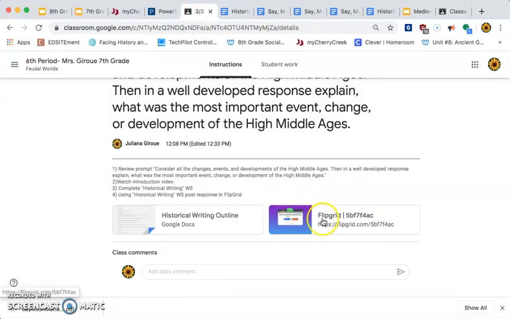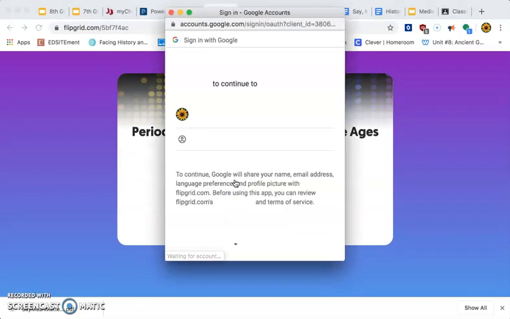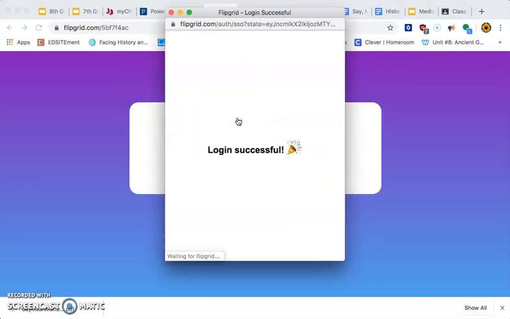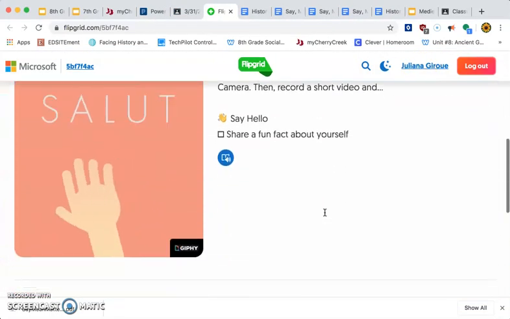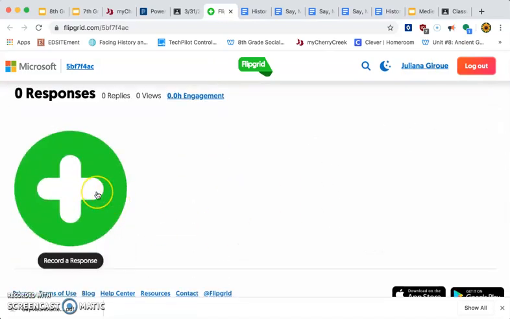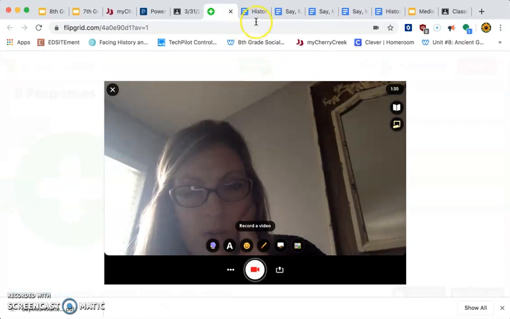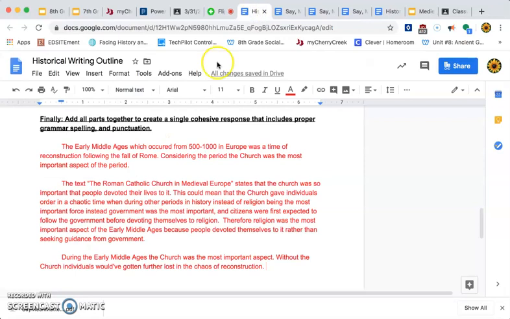Then in Google Classroom, it says using the historical writing worksheet post response in Flipgrid. So I'm going to go in Flipgrid, log in with Google. Yes. Say hello on Flipgrid. I'm going to record my response while reading this.